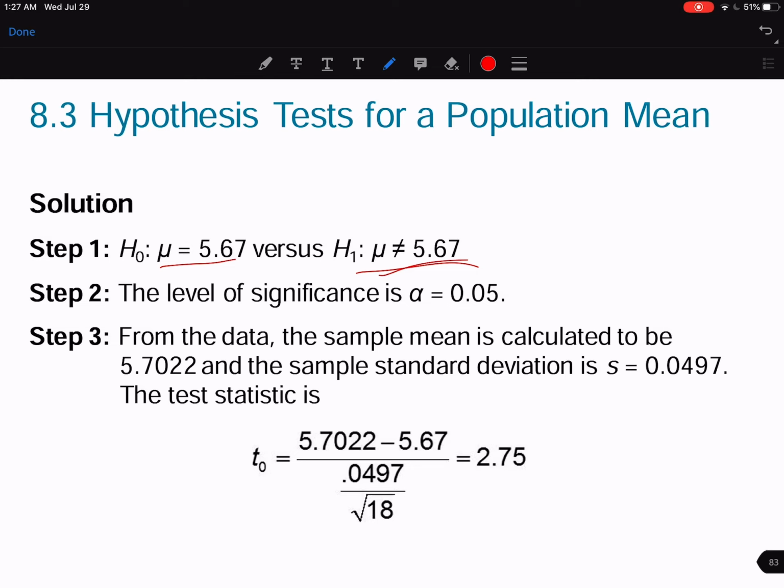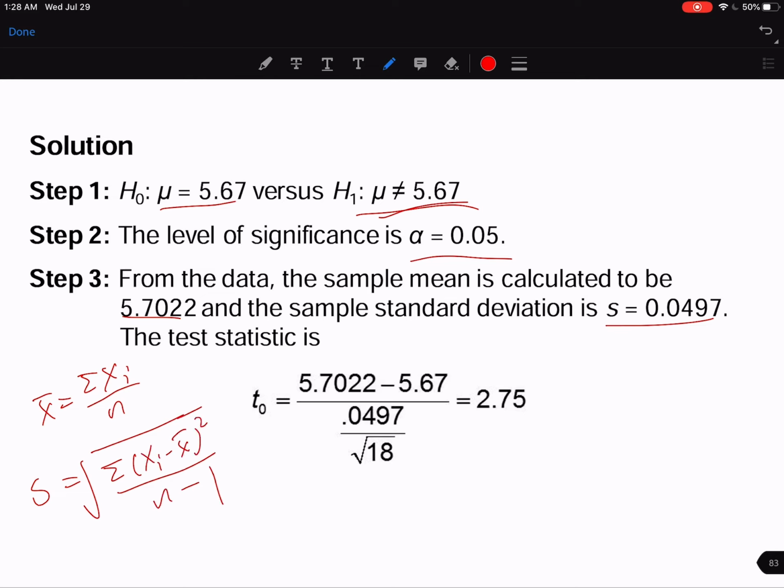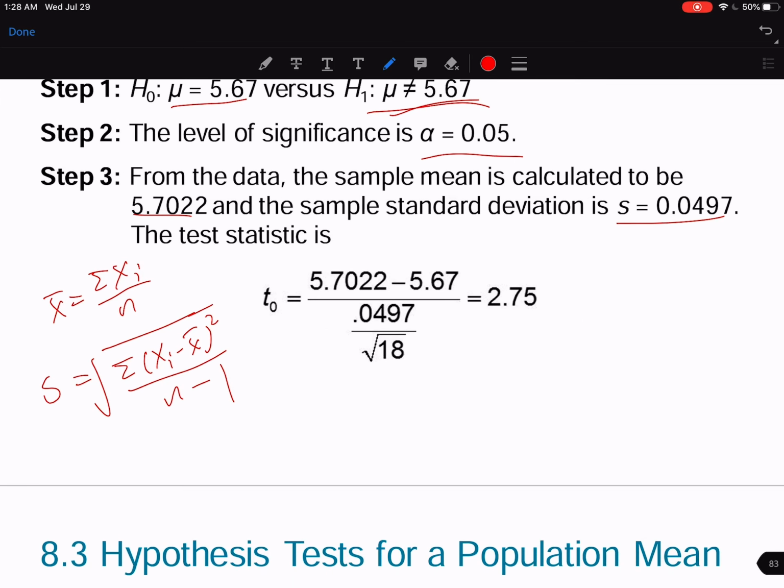And then the level of significance, alpha, is 0.05. Step 3, from the data, the sample mean is calculated to be 5.7022, and the sample standard deviation is 0.04797. Of course we have x bar equal to the sum of xi over n, and the sample standard deviation is equal to the square root of the sum of xi minus x bar squared divided by n minus 1. You have to be really careful if you do the calculation by hand. Since you're calculating the sample standard deviation, you have to divide by n minus 1 down here.